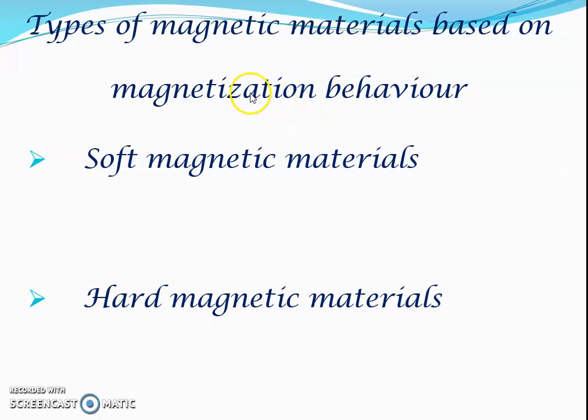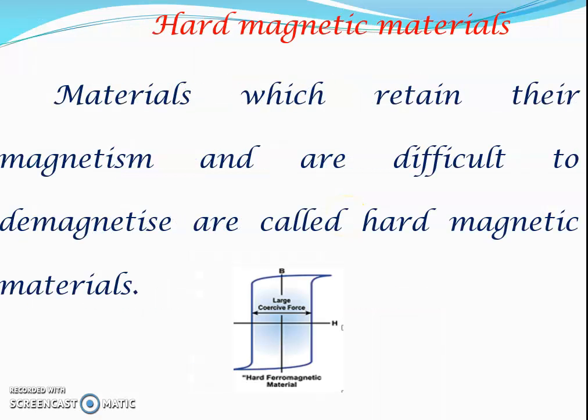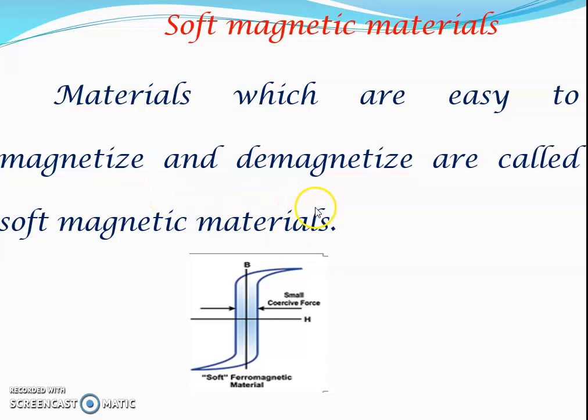Then, as I told you, based upon the magnetization behavior or the hysteresis loop, we have two types of magnetic materials: soft magnetic materials and hard magnetic materials. Soft magnetic materials are easy to magnetize and easy to demagnetize. That is, they are easily magnetized and they do not retain their magnetism. That is what is called soft magnetic materials. In the diagram, the hysteresis loop area is very small, which means it is able to magnetize easily and demagnetize easily. So that is what is called soft magnetic materials.